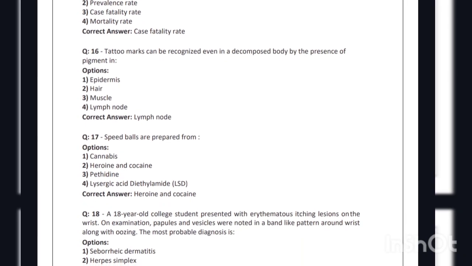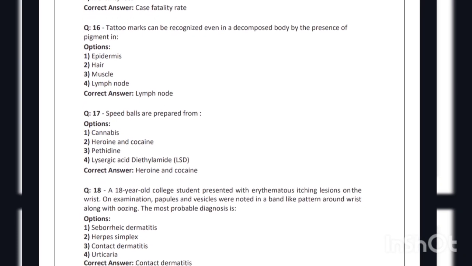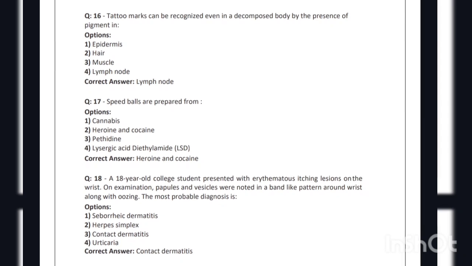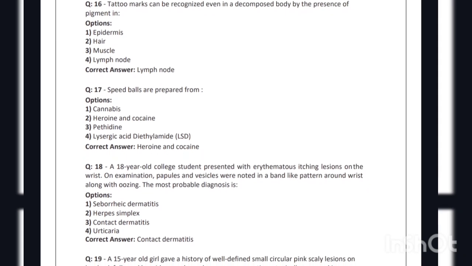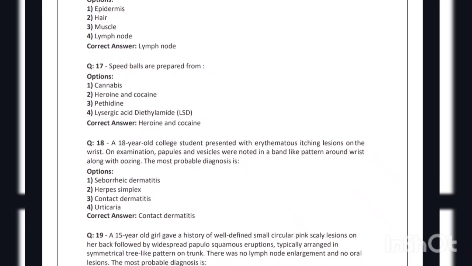Question number 16. Tattoo marks can be recognized even in decomposed body by the presence of pigment in: epidermis, hair, muscle, lymph node. So the correct answer is lymph node.